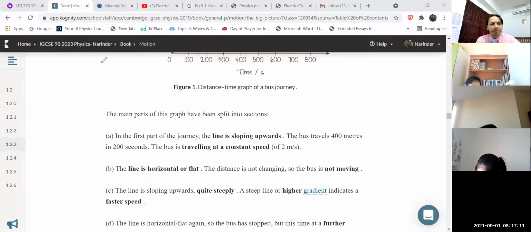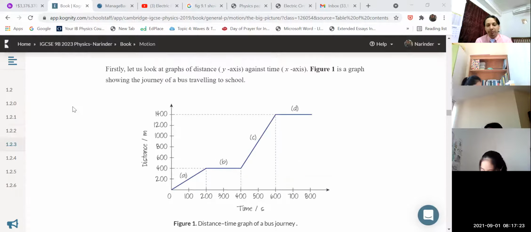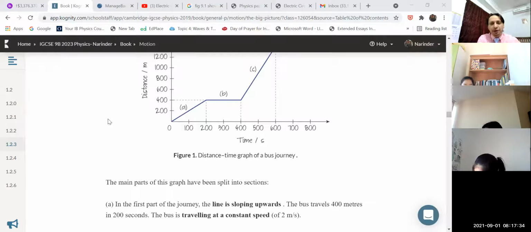Now the second point, children. Let's discuss the second line. In the second graph that you can see, the line is a flat line, a horizontal line. Please observe, we are now talking about the B part of the graph. And if you observe here, what's happening during the time interval of 200 to 400 seconds, in the next 200 seconds? Here, if you see, the distance is not changing. Time is changing, but the distance is the same.